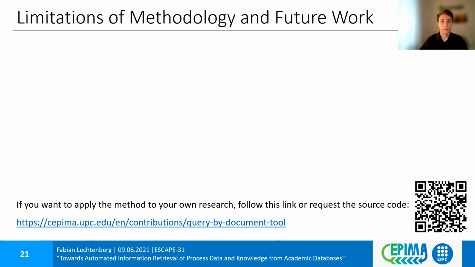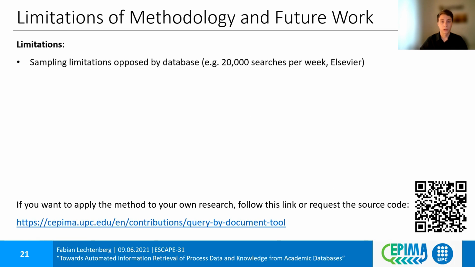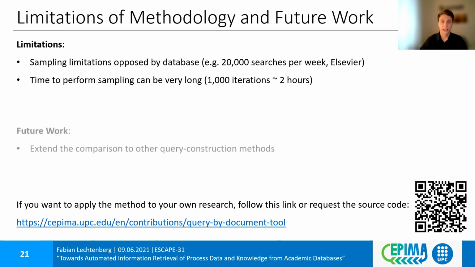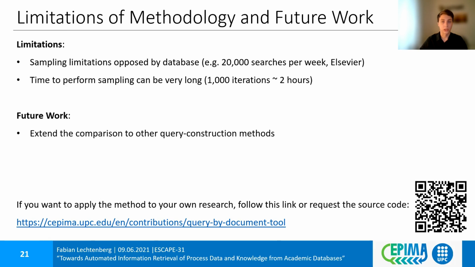There are limitations to the methodology. One of them is imposed by the database. For example, Elsevier limits the amounts of queries made to their database to 20,000 per week. Another issue is that the sampling procedure itself can be time-consuming, and in its current implementation, it takes about 2 hours to perform 1,000 iterations. So it's not like a simple Google search or Scopus search that yields the results in a matter of milliseconds, but the results need to be generated through repeated retrieval and analysis of thousands of abstracts through the API of Elsevier.